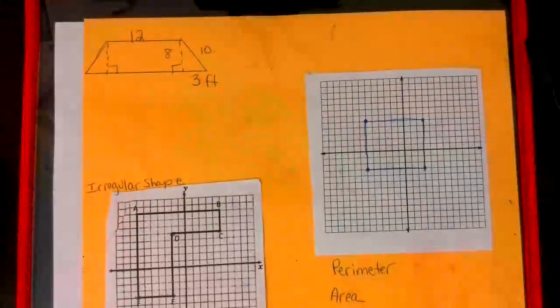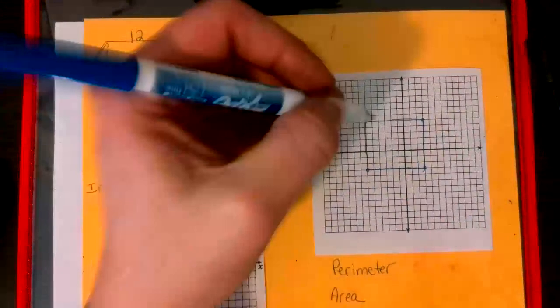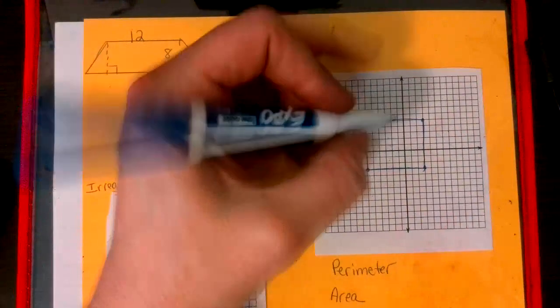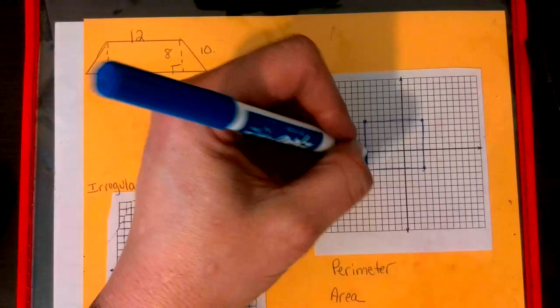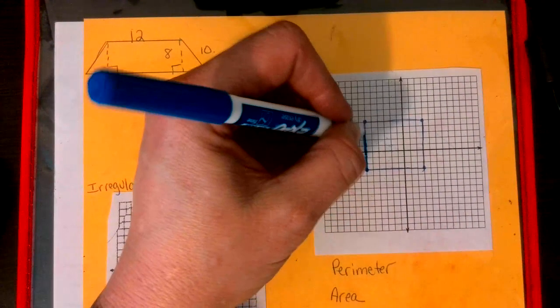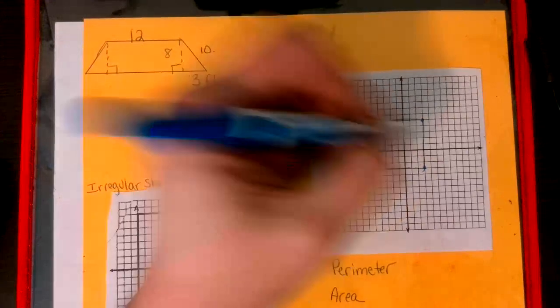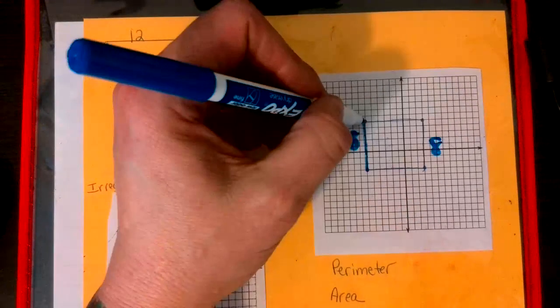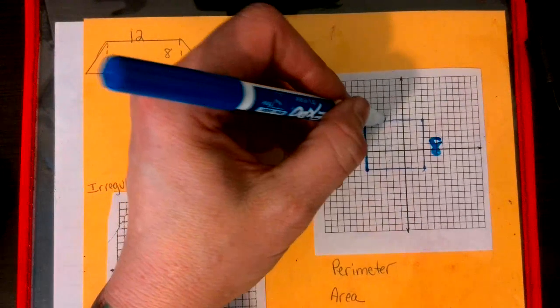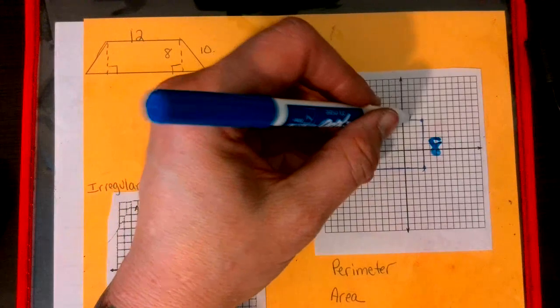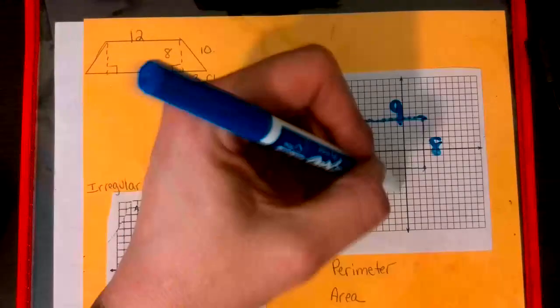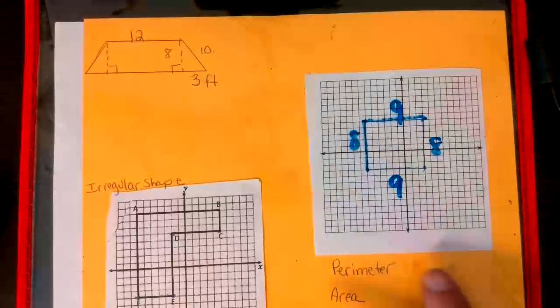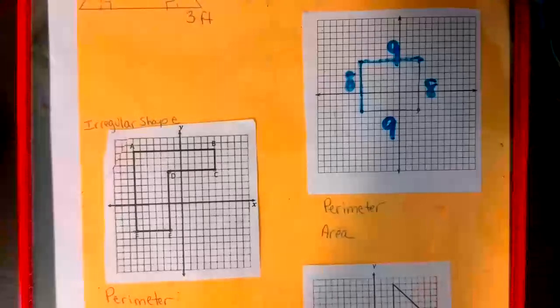Perimeter and area of an irregular shape. Okay, we're going to start with this one over here. Perimeter, you literally have to just be careful and count how many. So we go 1, 2, 3, 4, 5, 6, 7, 8. We write it down. We know that this side's also 8. We have 1, 2, 3, 4, 5, 6, 7, 8, 9. And we have 9. Perimeter is adding up all the parts.